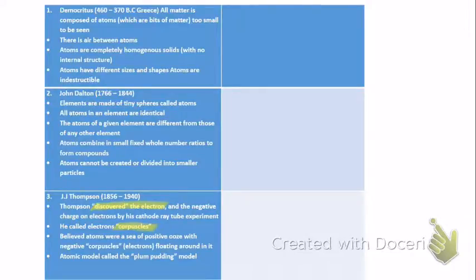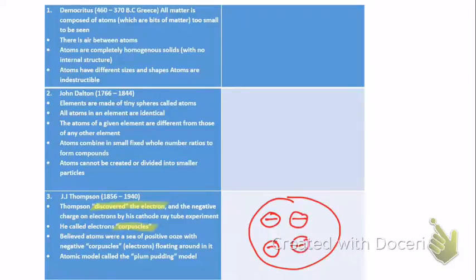Now, his model is going to look like this. He's going to believe that instead of the atom being solid, it's no longer solid. Instead, the atom is still going to be spherical, but it's going to be composed of negatively charged particles that are going to be randomly distributed throughout the atom. And those negatively charged particles are electrons.